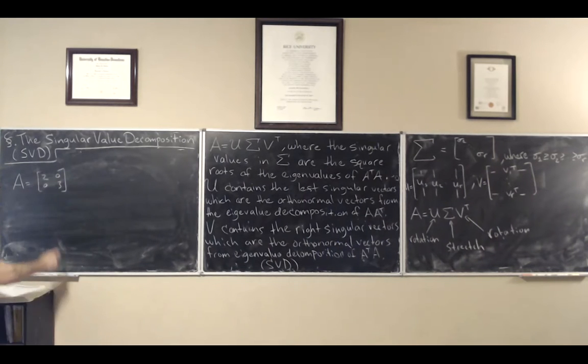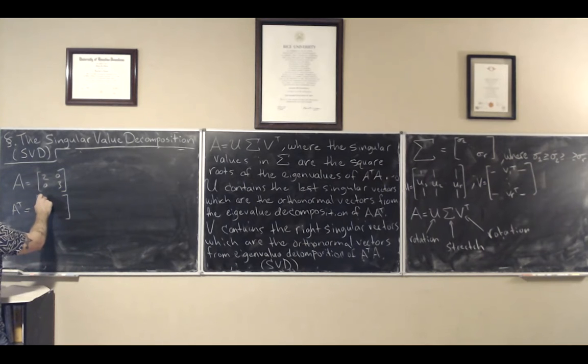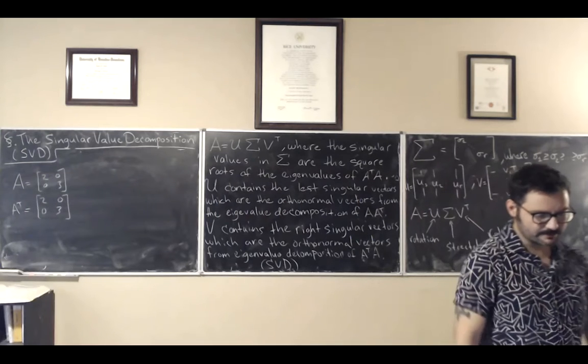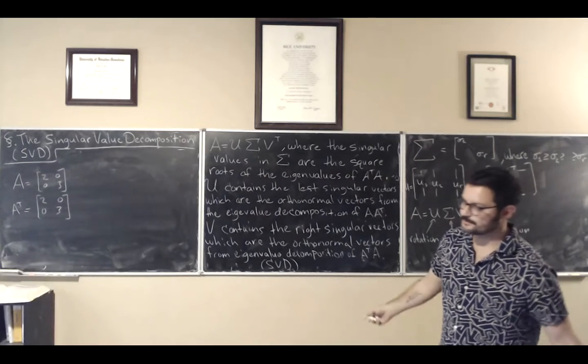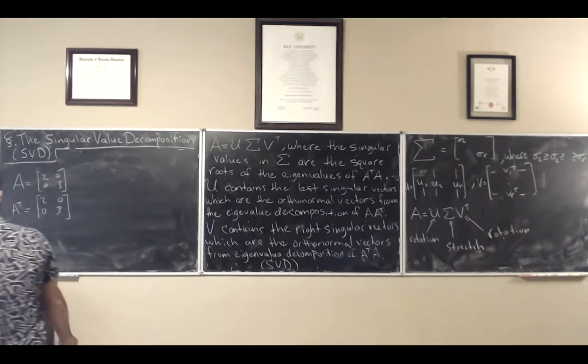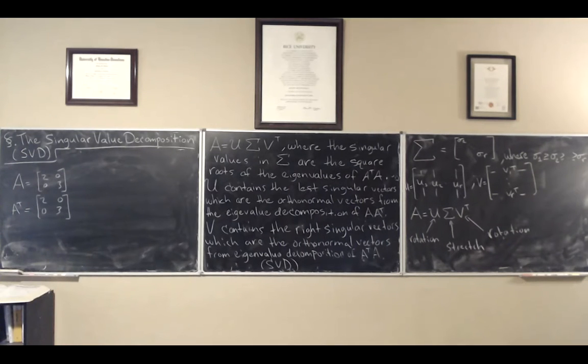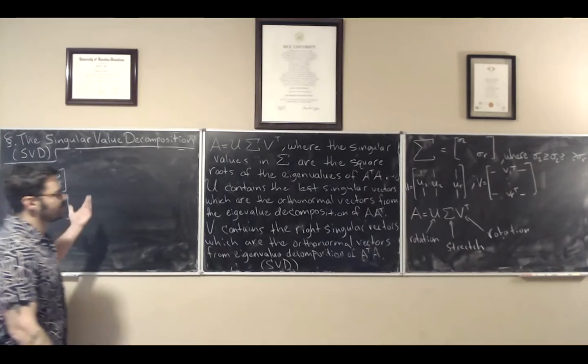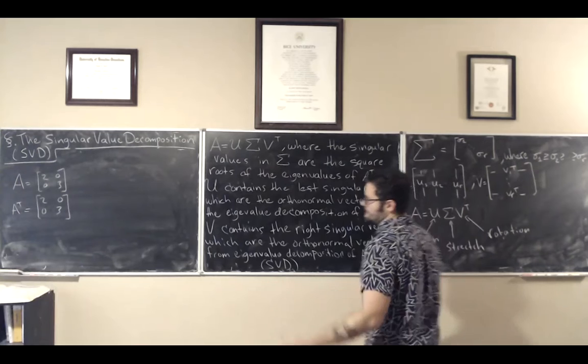So we're going to need to look at A transpose for sure. So the columns of A become the rows of A transpose. So column 2, 0 will be 2, 0. Column 0, 3 will become 0, 3. So A transpose is equal to A. So it's symmetric. Why did they choose this matrix? Because it's symmetric, we could really just do the eigenvalue decomposition, but let's do the SVD.